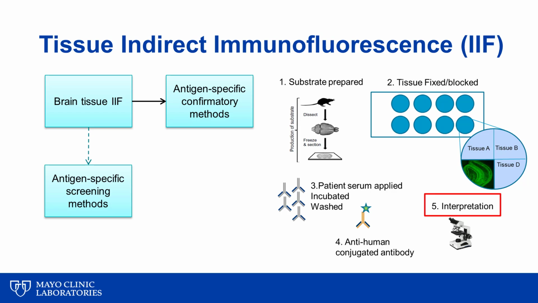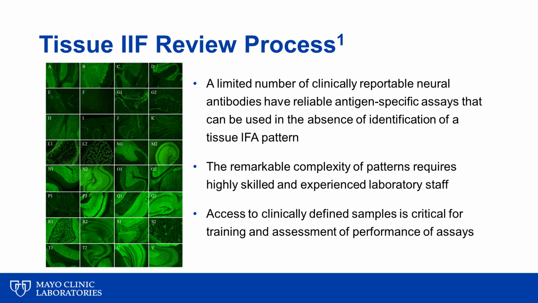The final and by far the most critical step is the interpretation of the staining patterns. This is critical, firstly, because the staining patterns observed are complex, and because this central testing drives downstream testing and often plays a critical role in the final interpretation. Interpretation of tissue immunofluorescence is by far the most critical step of testing and can make or break the quality of a neural antibody evaluation.